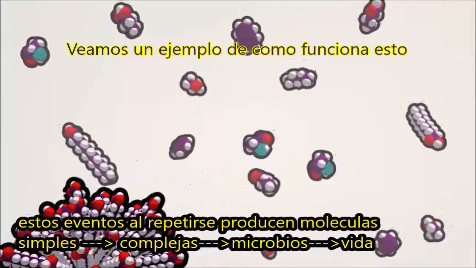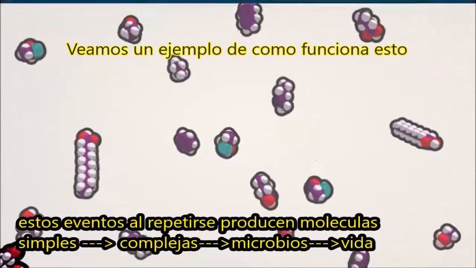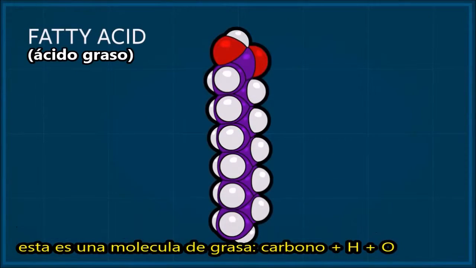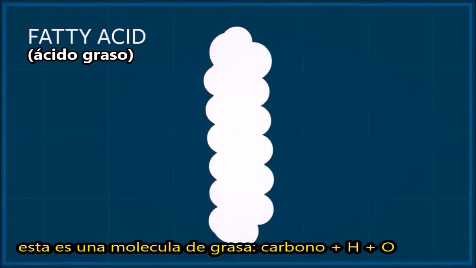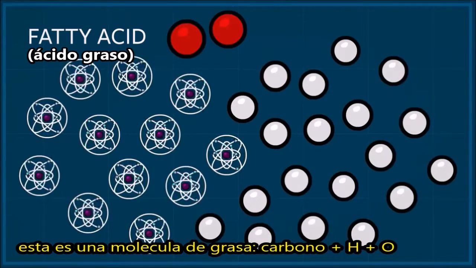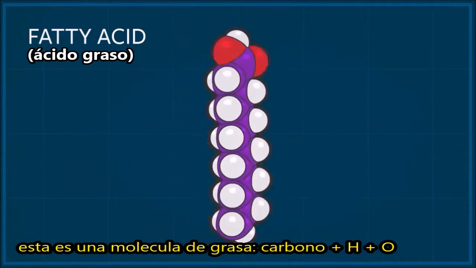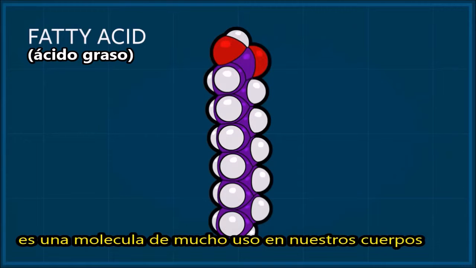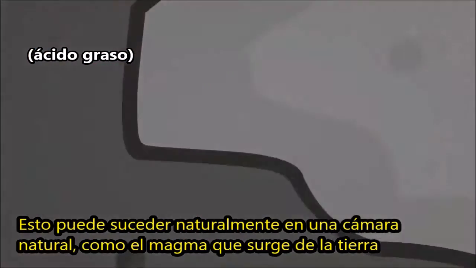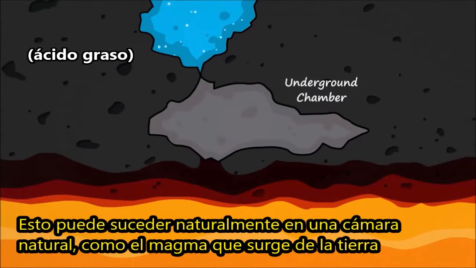Let's see an example of how this process works. This here is a special molecule called a fatty acid. It's a collection of carbon atoms, hydrogen atoms, and oxygen atoms, all stuck together in a specific pattern. Fatty acids are one of many complex molecules that living cells use inside their bodies. This can happen naturally in underground chambers, heated by the Earth's magma.